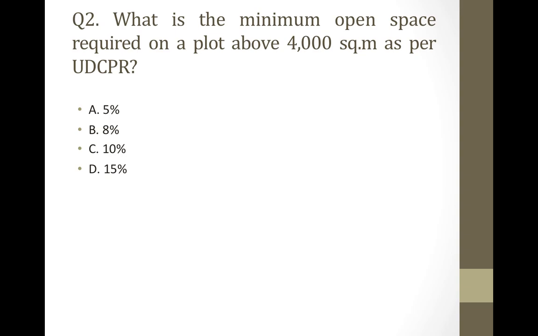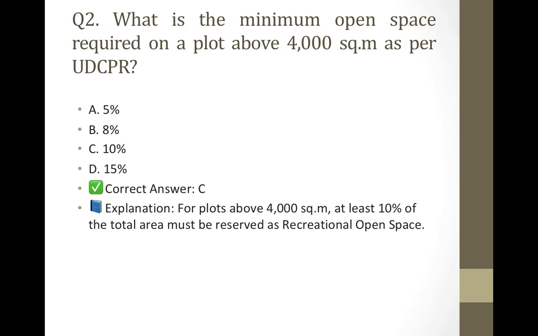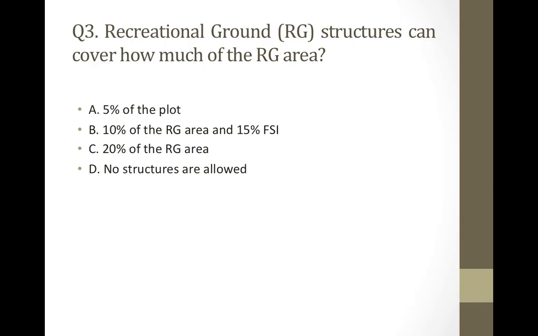Then question 2, what is the minimum open space required on a plot above 4000 square meter as per UDCPR? So option A is 5%, option B 8%, option C 10% and option D 15%. So correct answer is option C, 10%. For plots above 4000 square meter, at least 10% of the total area must be reserved as a recreational open space, that is given in chapter 3.